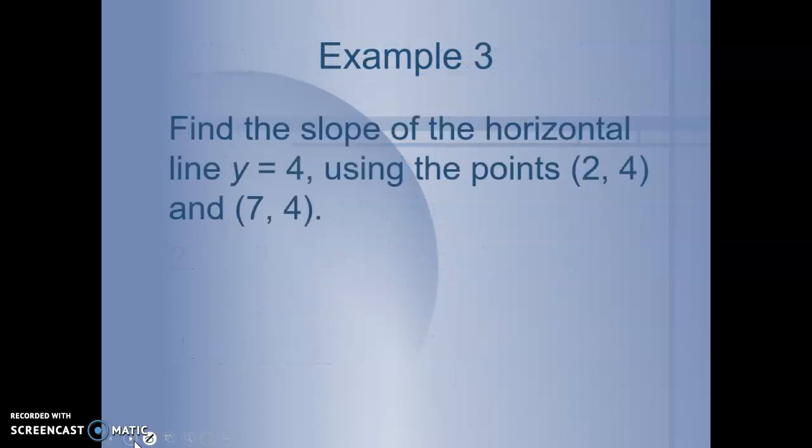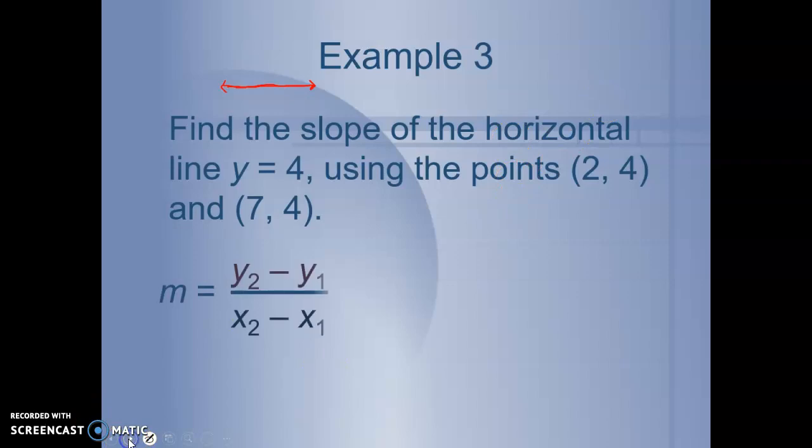Let's find the slope of a horizontal line y equals 4 using the points 2, 4, and 7, 4. So we've got this horizontal line y equals 4. Well, just by looking at it, you should be able to determine the slope. How much does it change? It doesn't. It doesn't go up. It doesn't go down. It has 0 change. Let's see if our slope is in fact 0.